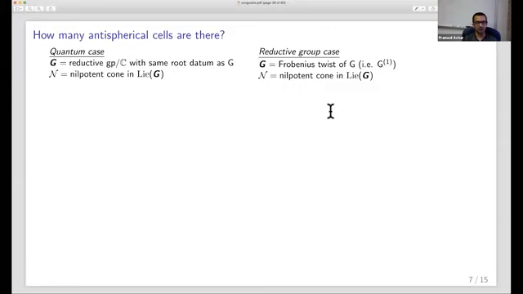So I need to introduce some new notation. I want to use boldface G. I hope the boldface G looks different enough from the other G's. So boldface G, in both cases, is a reductive group. In the quantum case, I want it to be the reductive group over the complex numbers with the same root datum as your quantum group. And in the reductive case, it also has the same root datum, but it's not equal. I want it to be the Frobenius twist. Of course, in the reductive case, G is isomorphic to its Frobenius twist, but it's morally a different group. And actually, in both cases, boldface G is the target of Frobenius. And in the quantum case, Lusztig's quantum Frobenius takes you from the quantum group to the enveloping algebra, this reductive group.